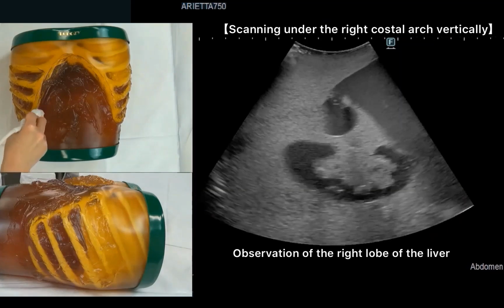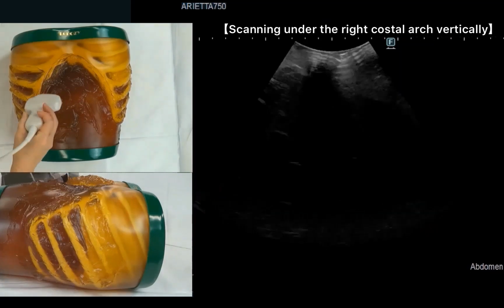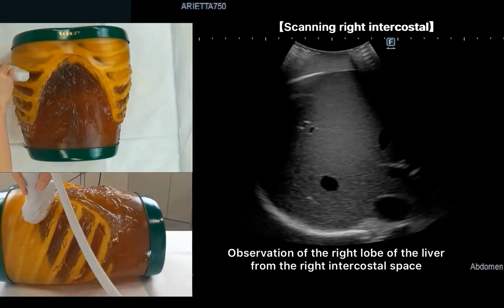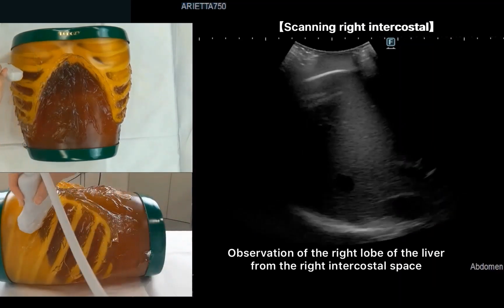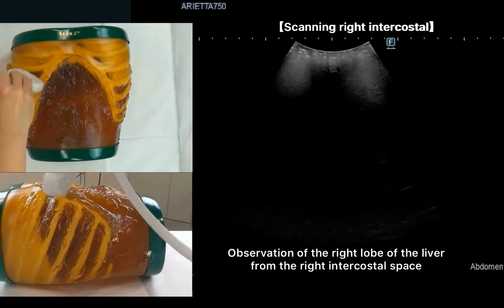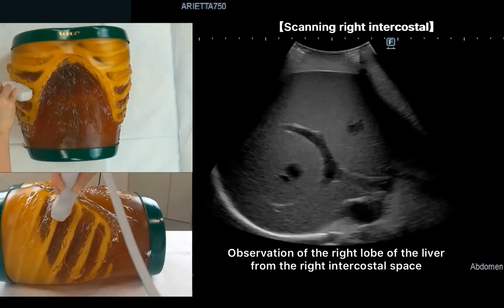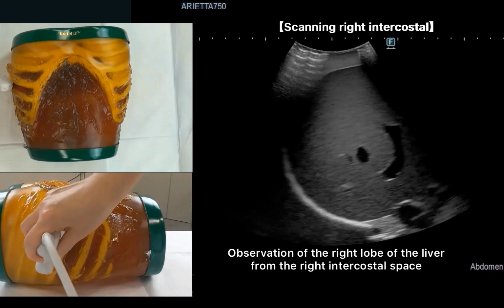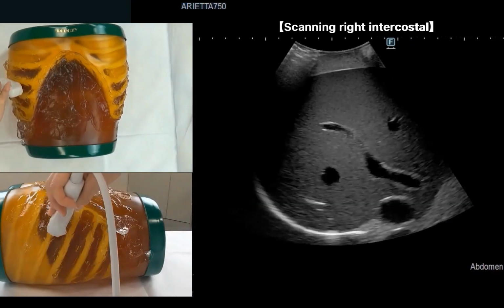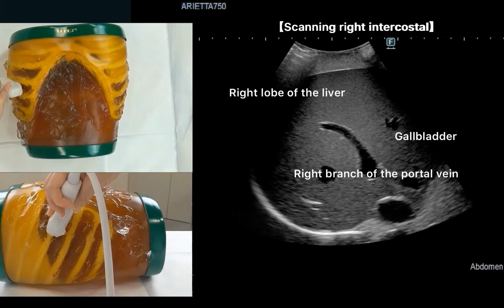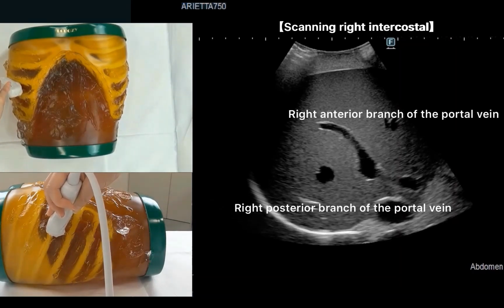After completing the subcostal observation, proceed to the right intercostal observation. Observe the right lobe of the liver from the intercostal space. From the upper intercostal space, look up and down the probe and observe while moving from the ventral side to the dorsal side. After watching, lower the intercostals one by one in order and observe in the same way.